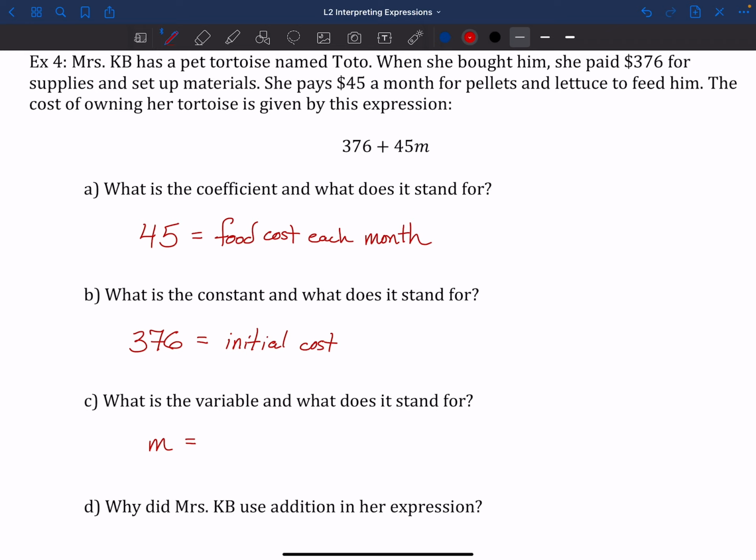The M, let's think about what's going on in this problem. She paid $45 a month, and I'm noticing that next to the 45, there's an M. So that M might be talking about how many months go by. Just like on the last one, I was talking about how the variable is usually the number of something. In this case, it's the number of months. Whenever you're talking about something happening over time, like the cost over time, the variable is oftentimes going to be that unit of time that you're using.